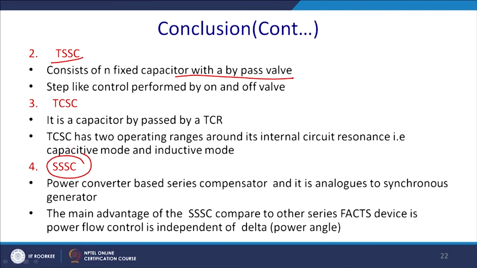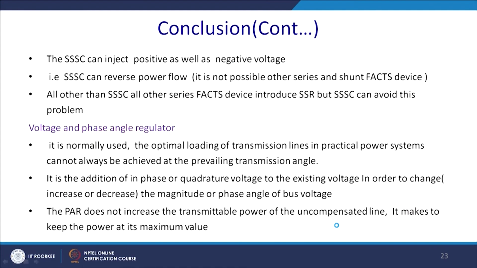It will inject the voltage. The power converter based series compensator is analogous to the synchronous generator. The main advantage of the SSSC compared to these other FACTS devices is that power flow is independent of the delta. Just as in shunt FACTS devices STATCOM was independent, here it can independently control the flow of power; it is independent of the delta. SSSC can inject positive as well as negative voltage, and can reverse the power flow, though that is actually not required in most cases.